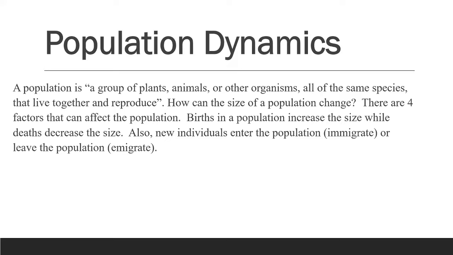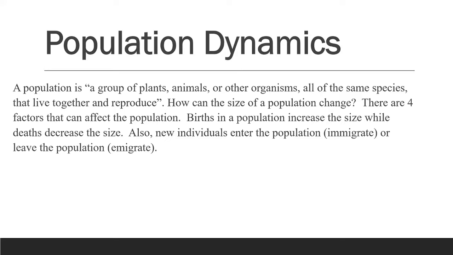A population is a group of plants, animals, or other organisms, all of the same species, that live together and reproduce. How can the size of a population change? There are four factors that can affect the population. Birth in a population increases the size, while death decreases the size. Also, new individuals enter the population, which is called immigration, or leave the population, which is called emigration.